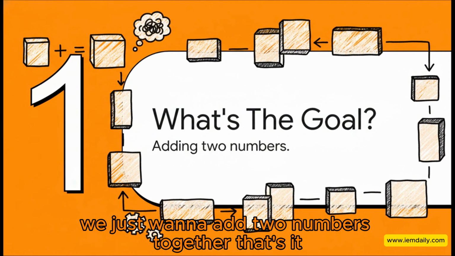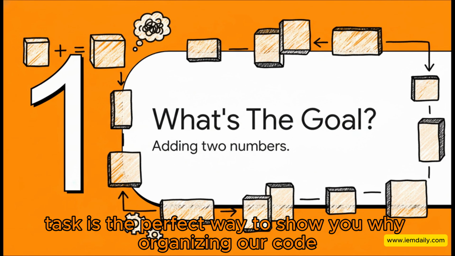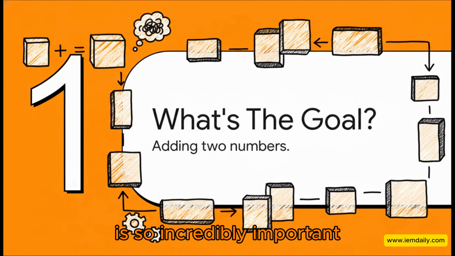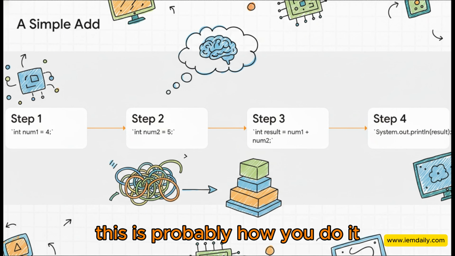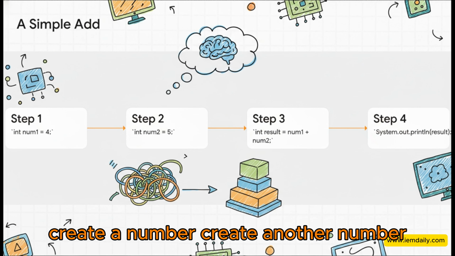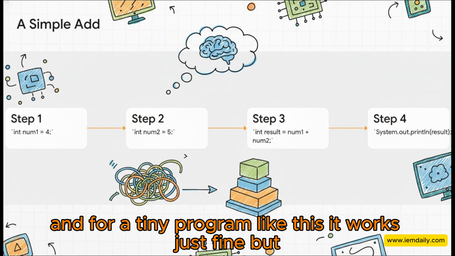All right, so our mission for this explainer is about as simple as it gets. We just want to add two numbers together. That's it. But this very simple task is the perfect way to show you why organizing our code is so incredibly important. Now, if you didn't have any fancy structures, this is probably how you'd do it. You can see the steps here. Create a number, create another number, add them, print the result. Super straightforward. And for a tiny program like this, it works just fine.